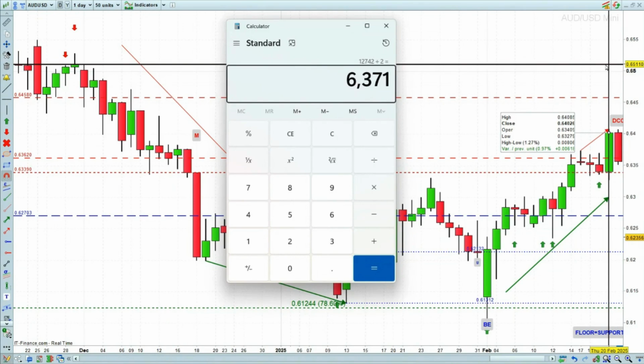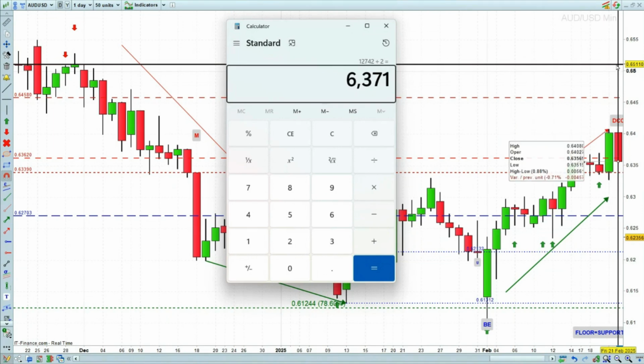How successful is a dark cloud cover? I've seen Andrew Staples' one, and it wasn't that successful. So the midpoint is 6371, and the next candle must close below 6371. Let's see what the close of the next candle is. Okay, close is 6356, which is less than 6371. So that is a dark cloud cover.